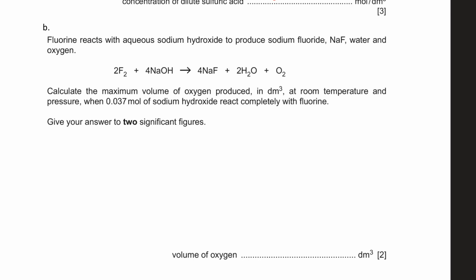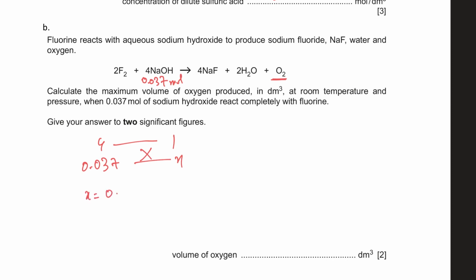Alright, fluorine reacts with aqueous sodium hydroxide to produce sodium fluoride. Calculate the maximum volume of oxygen produced. So this is the key important element here. At room temperature pressure, when 0.037 mole of sodium hydroxide completely reacts with fluorine. That means fluorine is going to be completely reacted. We don't need to figure out its moles. So the moles that we need to focus on is 4 moles of sodium hydroxide making 1 mole of oxygen. So if I have 0.037 of this, I get x moles of oxygen. Alright, so I cross multiply.